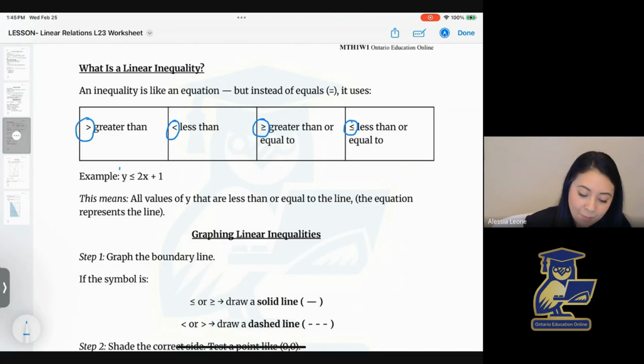So an example is y is less than or equal to 2x plus 1. That means all the values of y are less than or equal to the line, because this is the equation of a line. So all of the y values are less than or equal to that line. That's what this is saying.